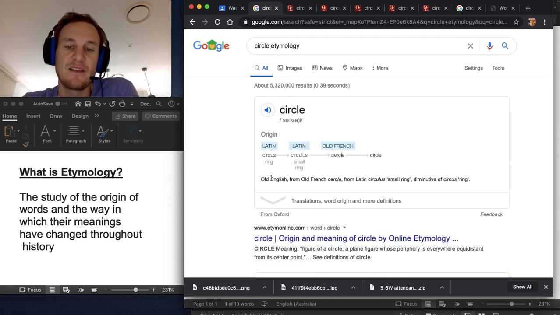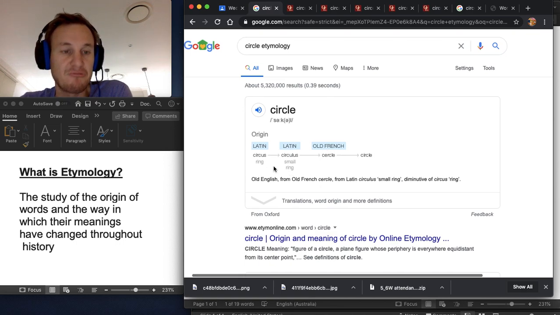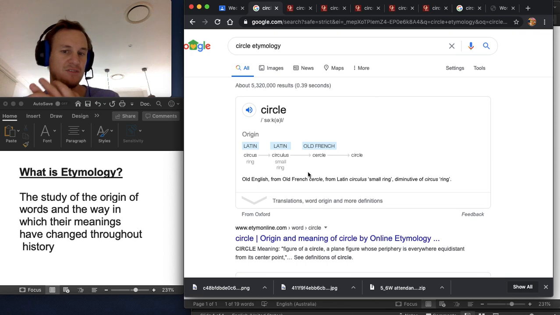And you'll see that the word circle originates from the word circus in Latin. I didn't know that. It comes from the word circus. That's a bit of a strange one. And circulus in Latin, which means small ring. So it seems to mean ring, like the ring that you wear on your finger.